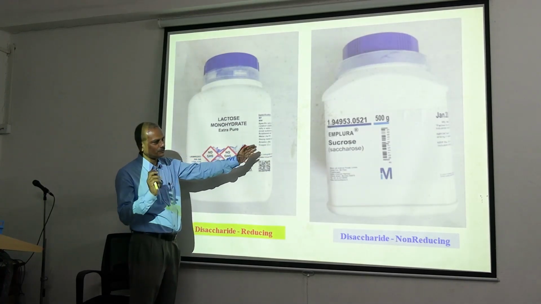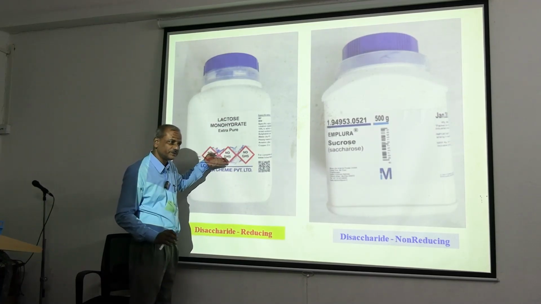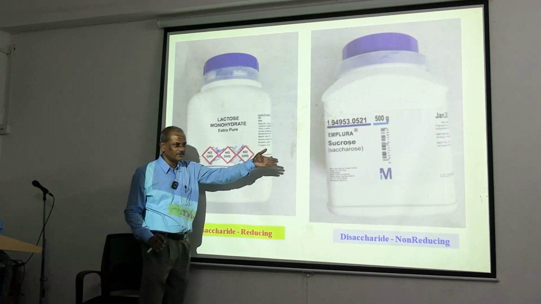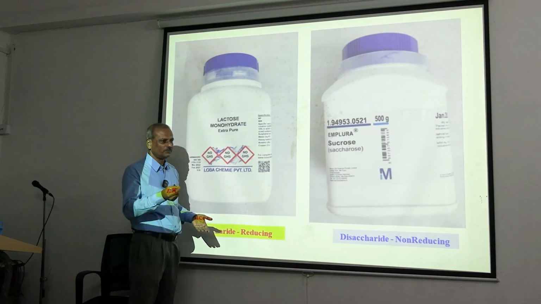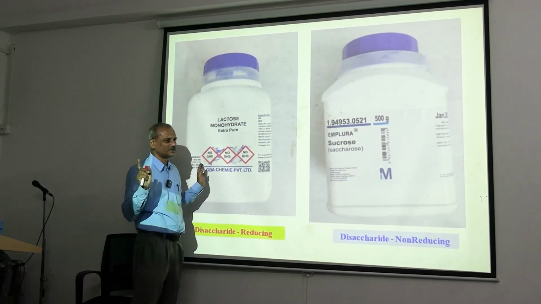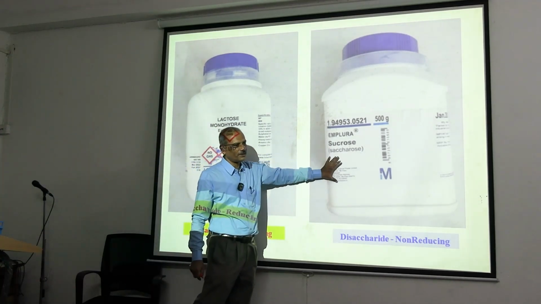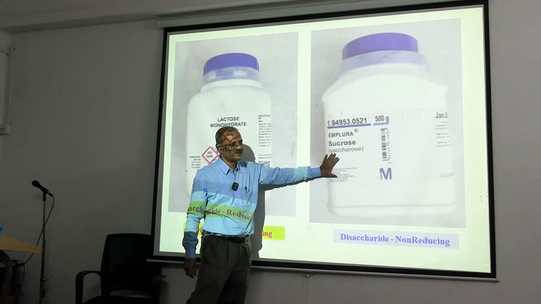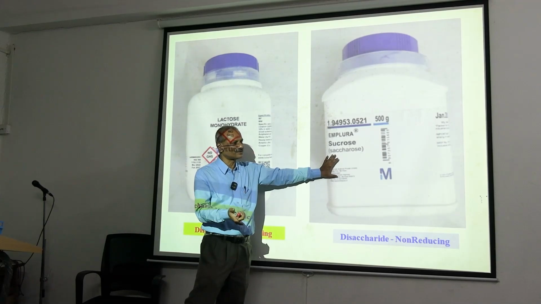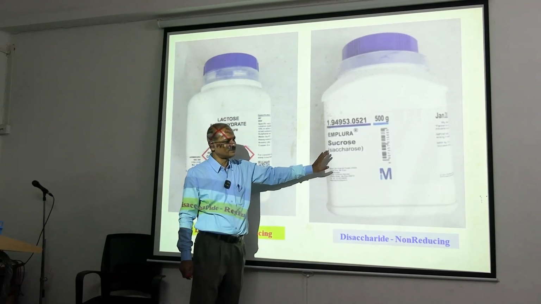And I will bring some sugar from my room, and you will test yourself which one gives a positive result and which doesn't. The sugar I bring might at times give a positive result. Why? Because it is extra pure. 500 grams costs nearly 450 rupees, while 500 grams of ordinary sugar costs about 24 rupees. So this is an extra pure reagent, meant for the laboratory.